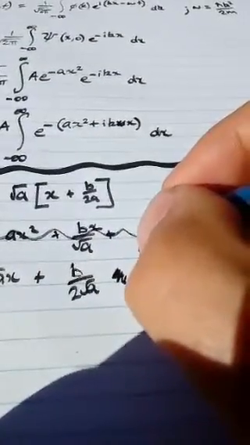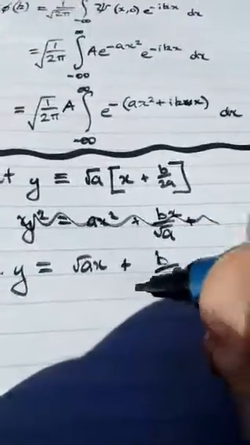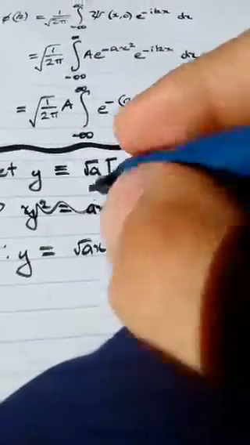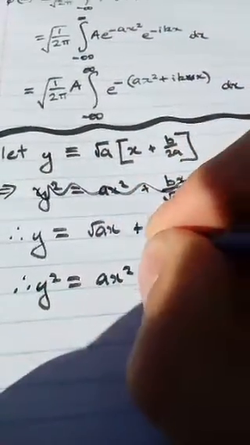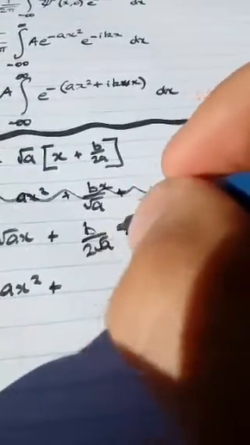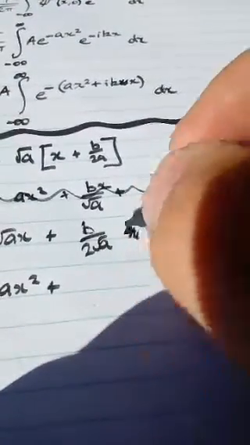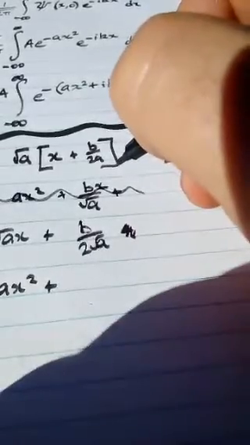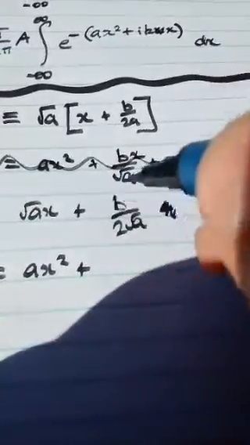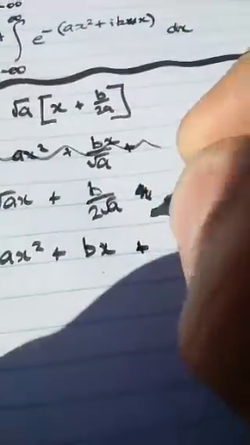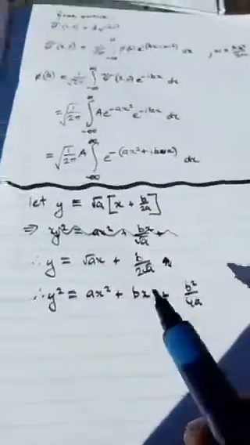I think that's correct. So therefore, y squared equals ax squared plus, no, I haven't made another mistake, that's correct. Plus 2 by that cancels out, that becomes bx, plus this squared, which is b squared over 4a. Excellent.